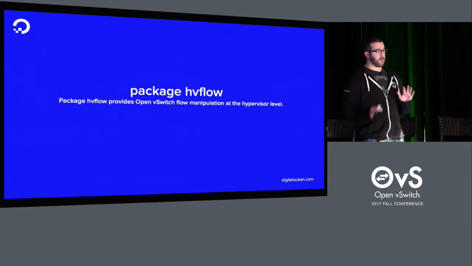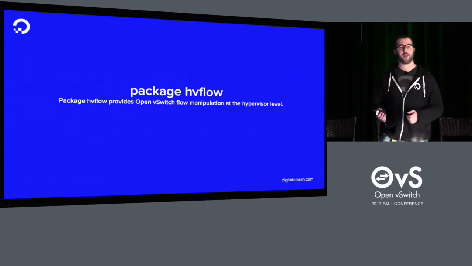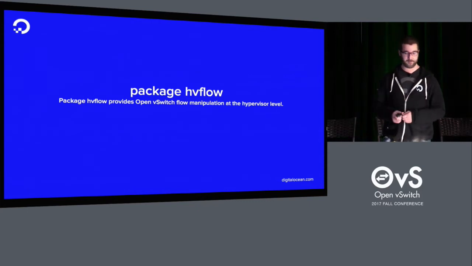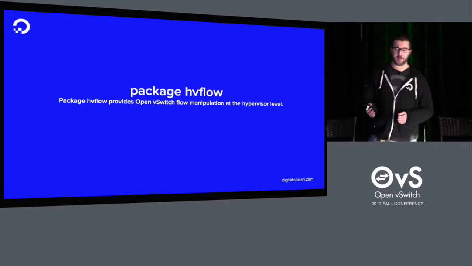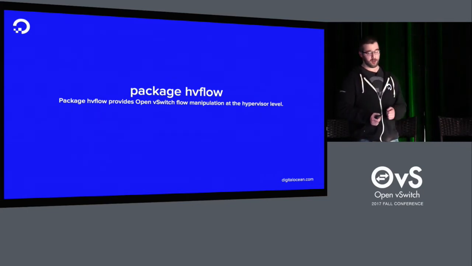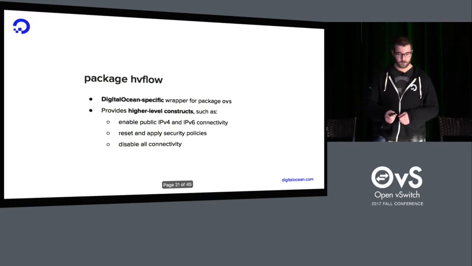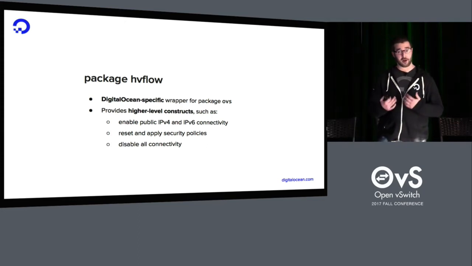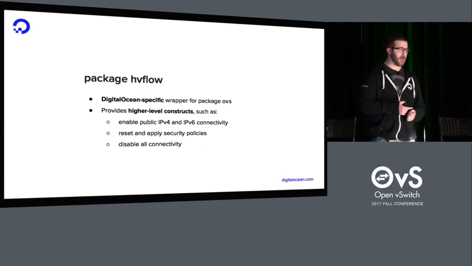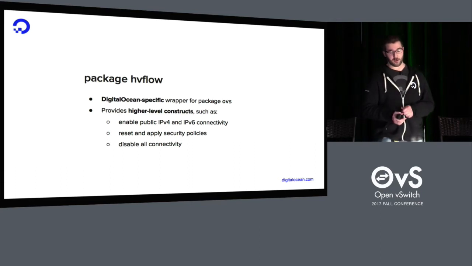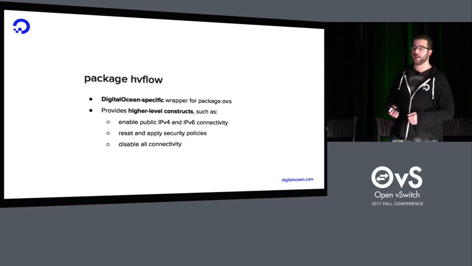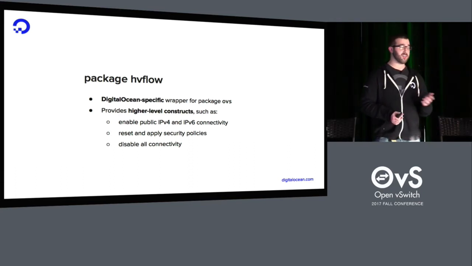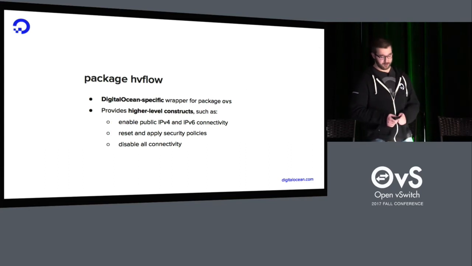So now that we've introduced some of the basic primitives, let's get to the higher level interface that we use every day at DO. So package hpflow is our Open vSwitch flow manipulation package for the hypervisor level. This is a DigitalOcean specific wrapper for the package I talked about earlier. It provides some higher level constructs for our environment, things like enabling public IPv4 and IPv6 connectivity to a virtual machine, resetting and applying security policies, or finally, disabling all connectivity to a virtual machine.